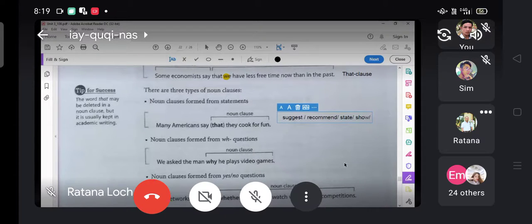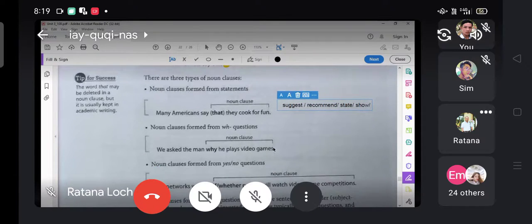And okay, number two, noun clauses formed from WH questions. WH questions, you know, right? How many WH questions are there? Anyone know?